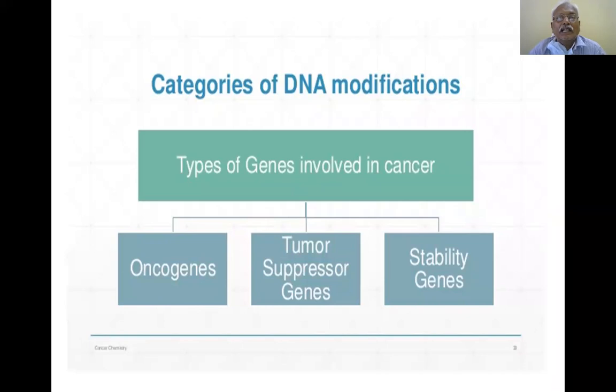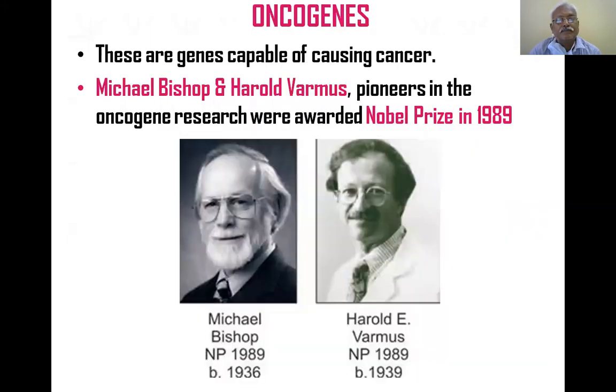So the categories of DNA modifications should be known to us. Types of genes involved in cancer are oncogenes, tumor suppressor genes, and stability genes. These 3 types of genes are known to us. So the oncogenes are the genes capable of causing cancer.